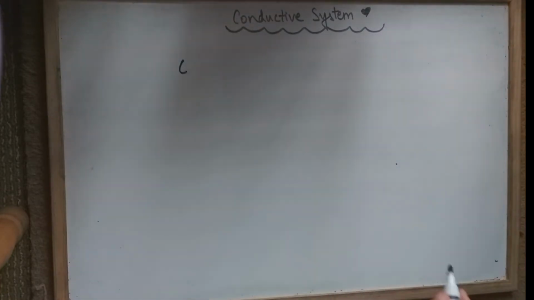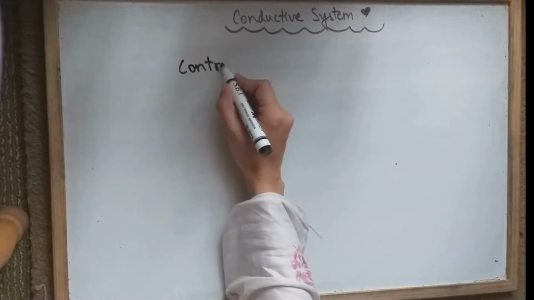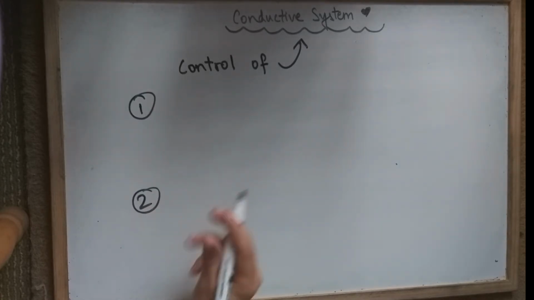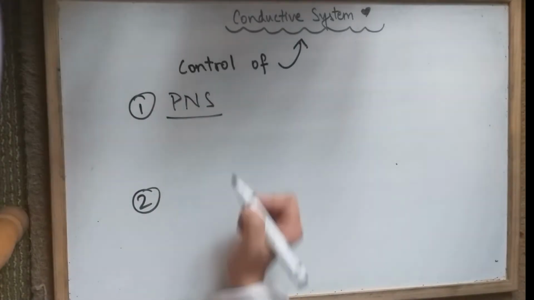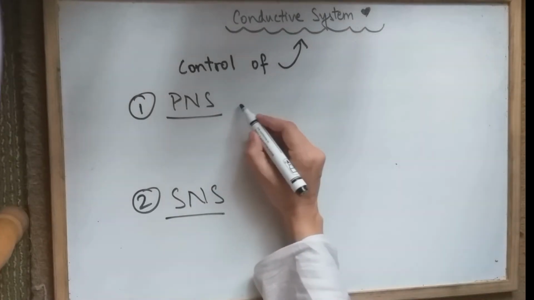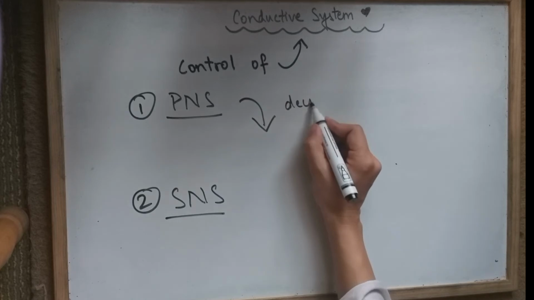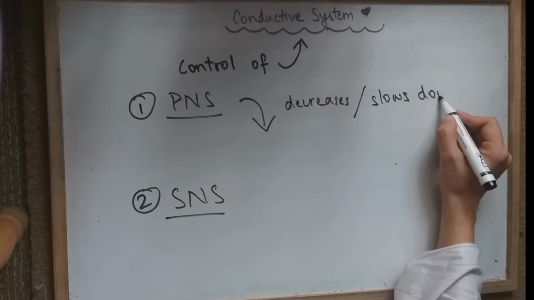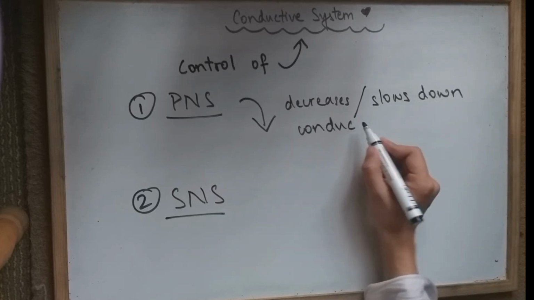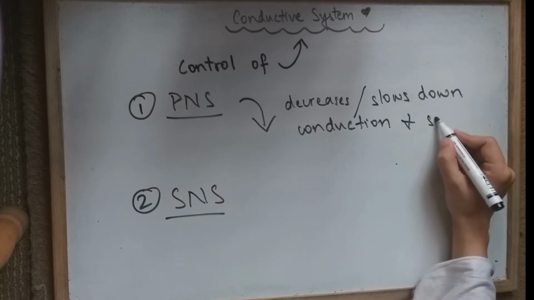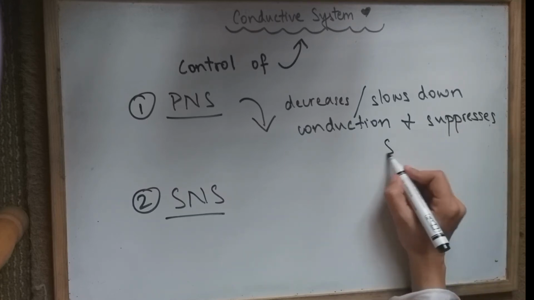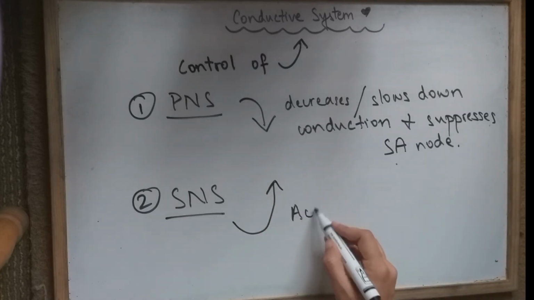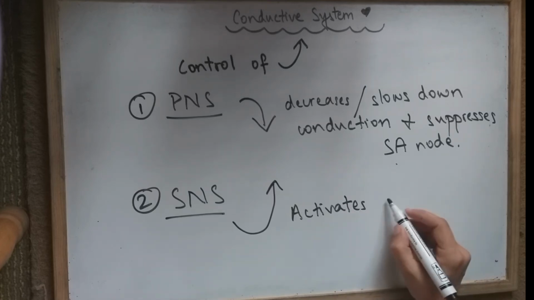Now we move on to the last bit of this video, which talks about the control of the conductive system of the heart. So we have the autonomic nervous system with two components. We've got the parasympathetic nervous system and the sympathetic. Now the parasympathetic and sympathetic are antagonists, so the parasympathetic decreases the activity of the heart, and the sympathetic increases the activity of the whole heart. So it slows down the heart rate, the heart rhythm, the stroke volume, and in contrast, the sympathetic nervous system increases all of that.